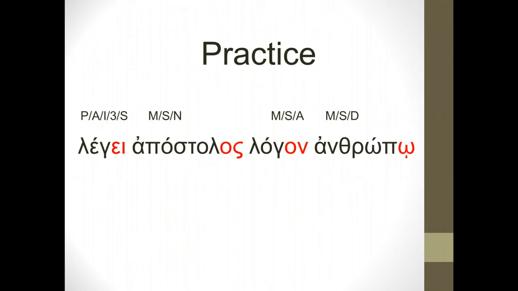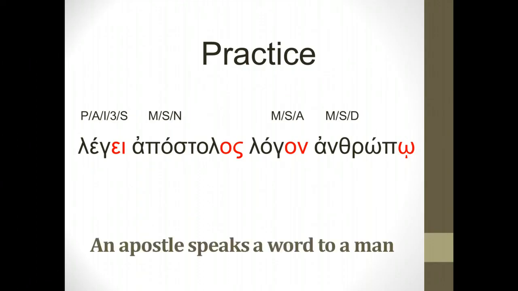Okay. The sentence starts off with a verb, as you probably noticed. And of course, I've done all the parsing for you. The present active indicative third person singular from lego is lege. And our subject in this sentence is the masculine singular noun apostolos. So an apostle speaks. Well, what does he speak? Logon, masculine singular accusative. He is speaking a word. That's fine, but to whom is he speaking that word? Well, that is where our indirect object comes in at the end of the sentence, masculine singular dative, anthropo. And so my translation there is an apostle speaks a word to a man.